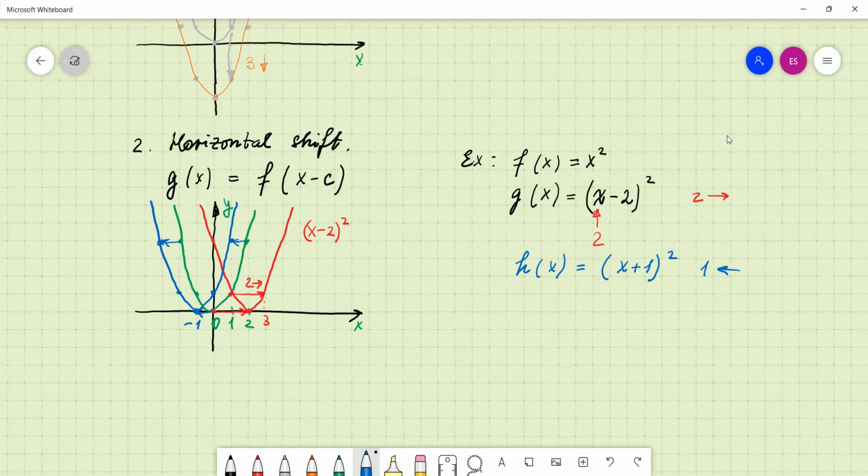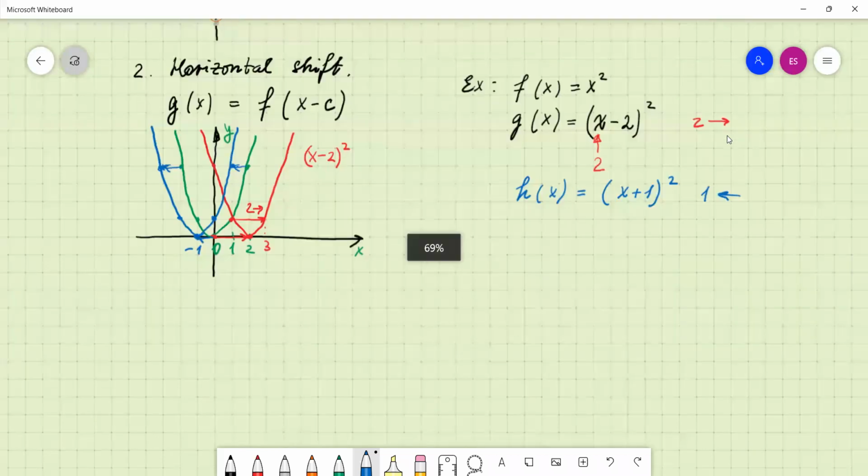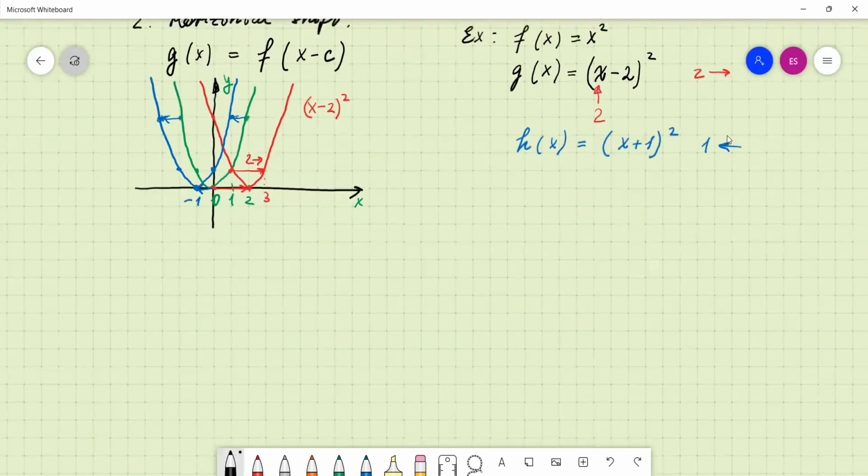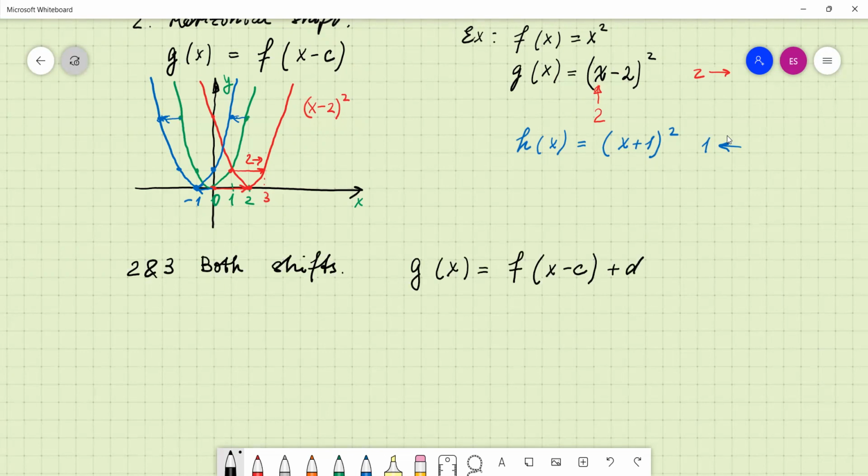Okay, now what if somebody wants to do both? So I'm going to label this 1, 2, and 3, both shift. Well, I'm going to give an example. Imagine that you have g of x equals f of x minus c, plus, I cannot label with the same letter here, I'm going to use a different letter, d, over here. So here we have 2 shifts. C is going to be a shift to the right, and d is going to be a shift up. If either of them is negative, it's going to mean a shift in the opposite direction.